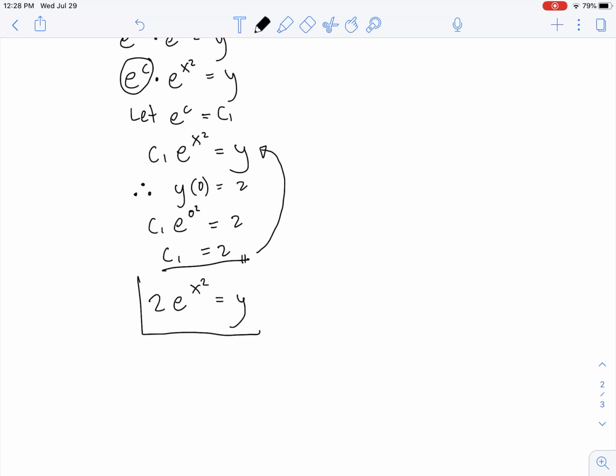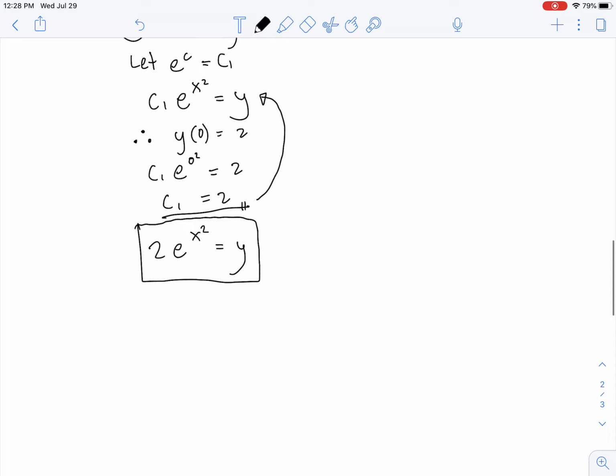Mao ni ang atuang ginapangita na solution, or this is now the particular solution without arbitrary constants, because this is once again a particular solution. Then this is also the solution that we are looking for. Okay?